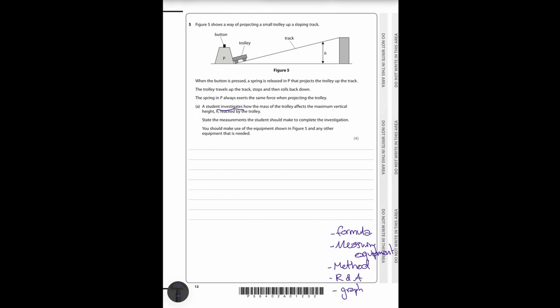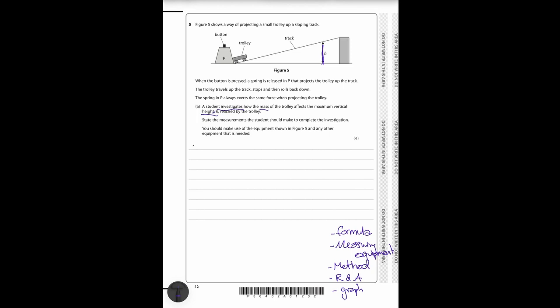So it's telling me that it's projected up the track, travels up the track, rolls back down. And what I'm looking for is how the mass of the trolley affects the vertical height. So I just want to know how high it goes, and it's not saying anything about having to do any calculations or anything like that. And it's not, because I can just measure the height directly, I can measure the mass directly, so it doesn't look like there's a formula there. So, I mean, there's just going to be no formula here. So that's okay. Now I can just move on to the measuring equipment.